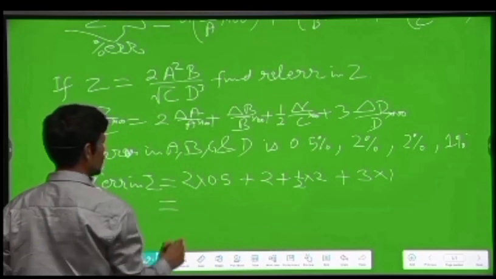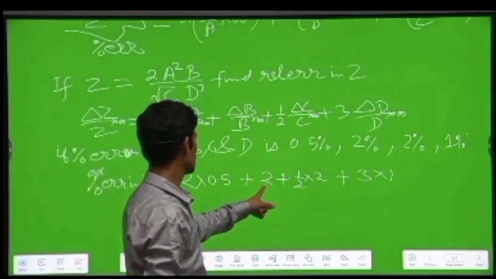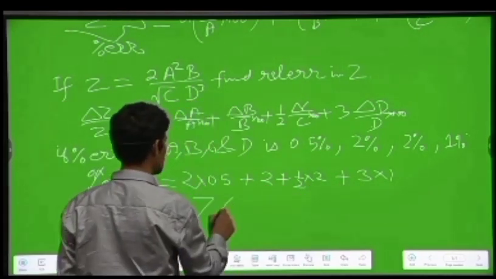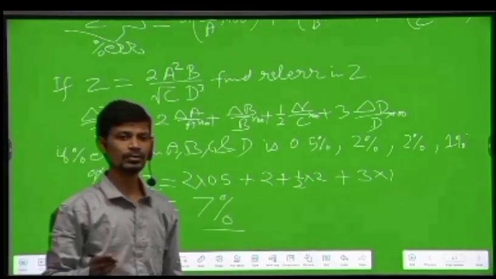So the overall answer is 1, 2, 3, 4, 7, 7% it is. So this is how we are going to solve such problems.